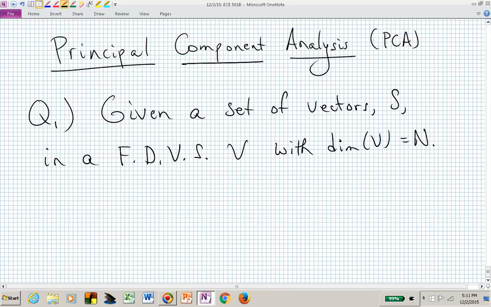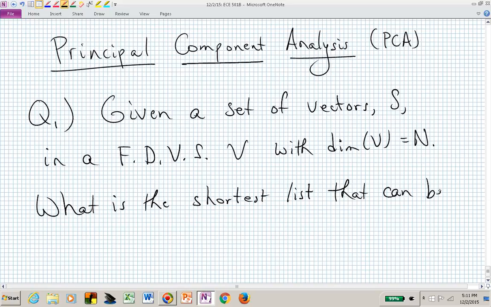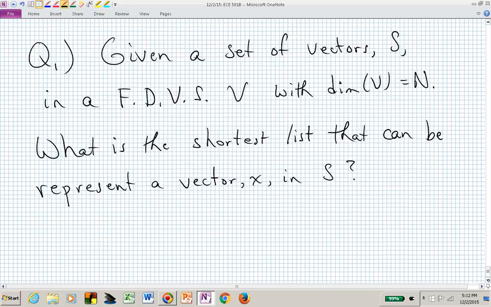So given a set of vectors S in a finite dimensional vector space V, where the dimension of that vector space is capital N, what is the shortest list that can represent a vector, let's say X, in S? So that's question one.